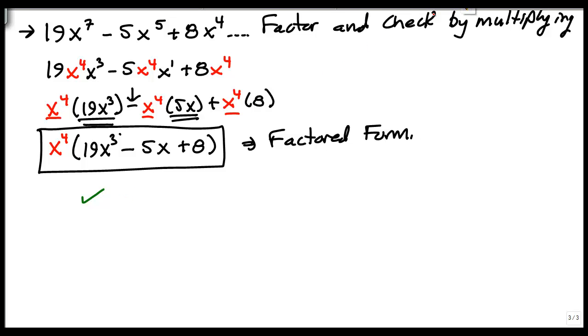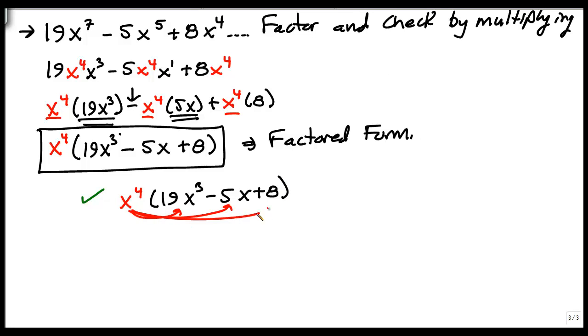So to check, we'd take x to the 4th times 19x cubed minus 5x plus 8. Now we'll take this x to the 4th and we'll distribute it to each term. This has 3 terms, so it's called a trinomial. So I have a monomial times a trinomial. And when we distribute that, I'd have an x to the 4th times 19x cubed, minus x to the 4th, and again the minus sign came from right here, times 5x, plus x to the 4th times 8.